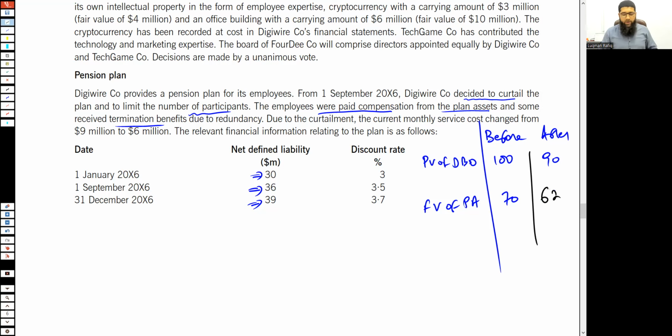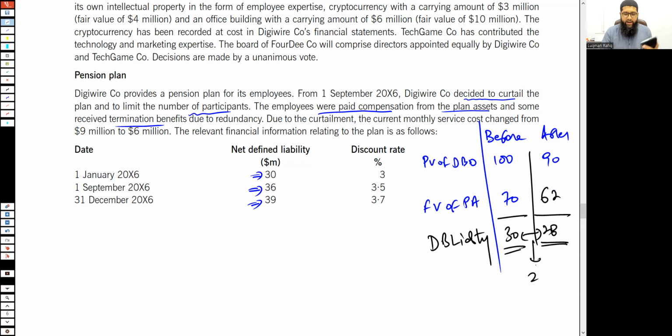Now, what would happen is that you had a defined benefit obligation of 100 and plan assets of 70. So the defined benefit liability was 30. Here, when you go about it, it has become 28. So you see, the defined benefit liability has reduced by 2.